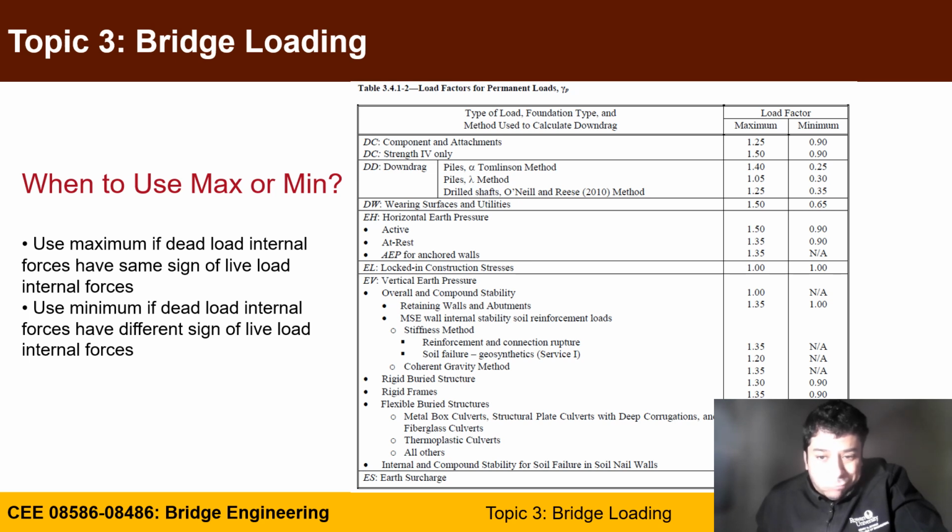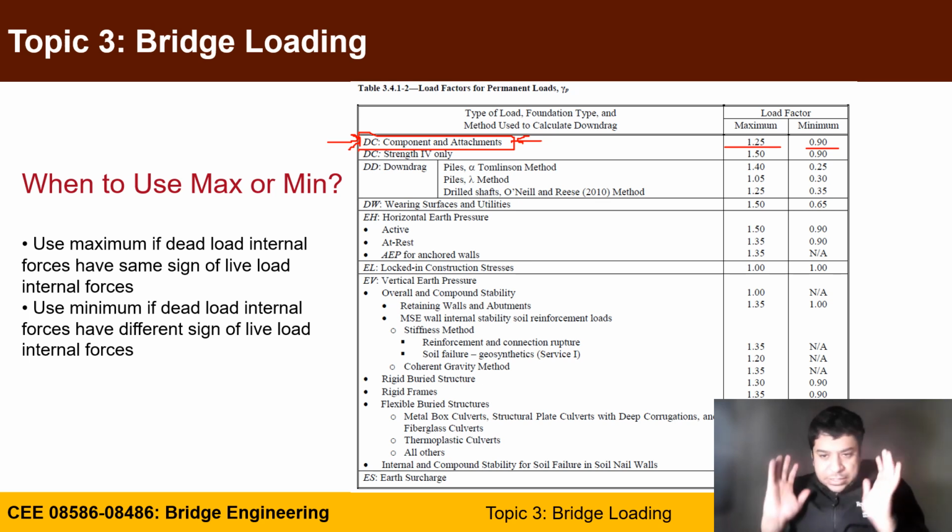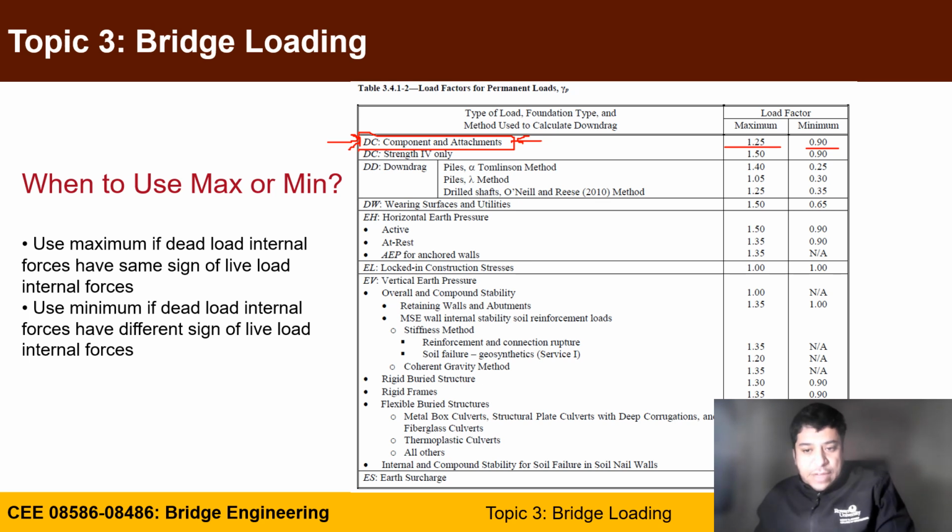So we need to know the factors. The gamma factor that we showed earlier has a minimum and maximum. So let's say you are dealing with DC, component and attachment weights. If you are accounting for all cases, you will have a maximum value of 1.25 and a minimum of 0.9. So basically, in the first decision, you go for maximum. Your dead load is 1.25. Your live load is 1.75, for example.